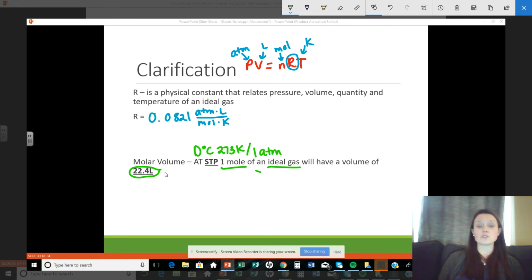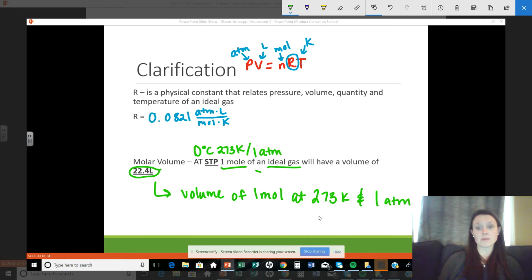Okay, so 22.4 liters is the volume of 1 mole of any gas at 273 Kelvin and 1 atm of pressure, also known as STP. Okay, so that's what this value is. Now, why do you have to know that?